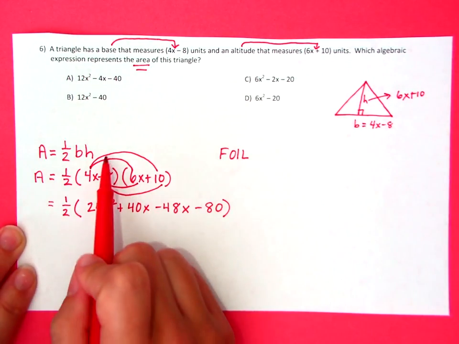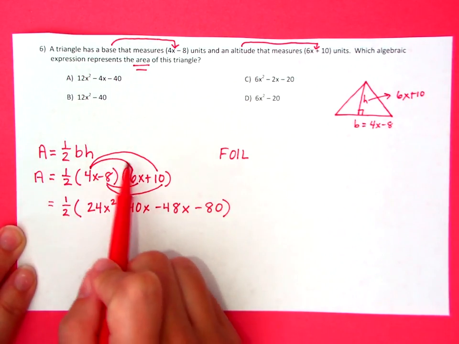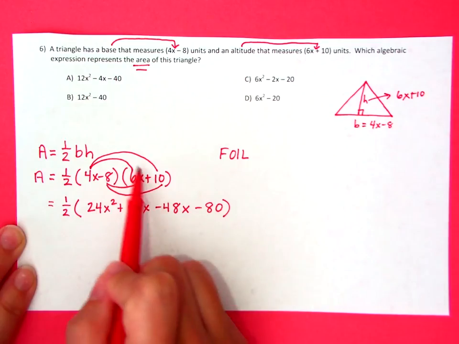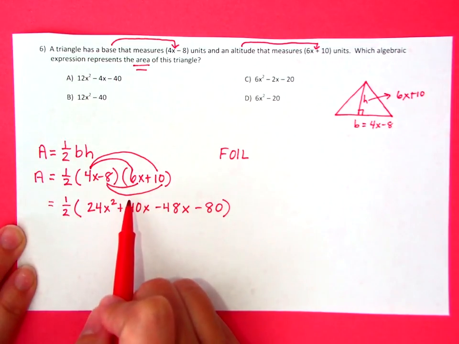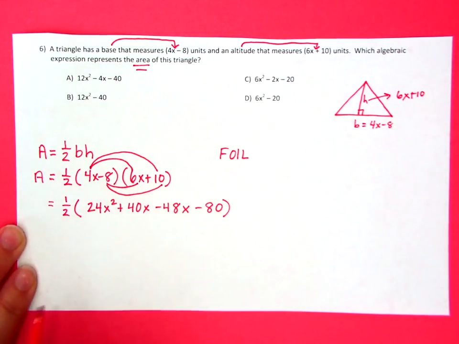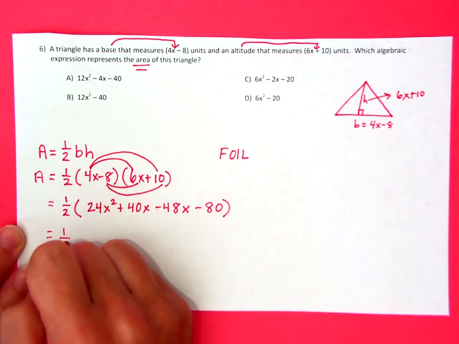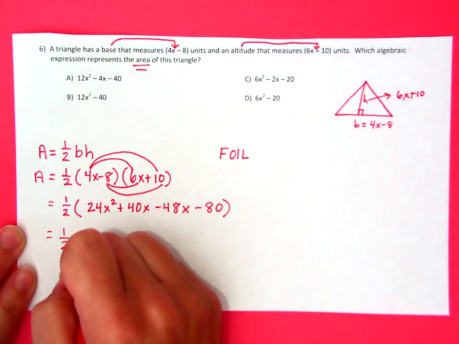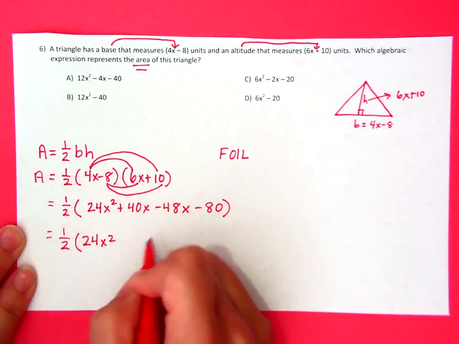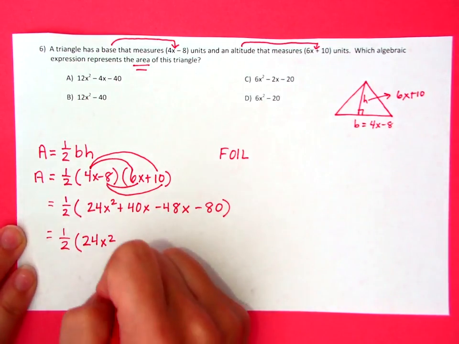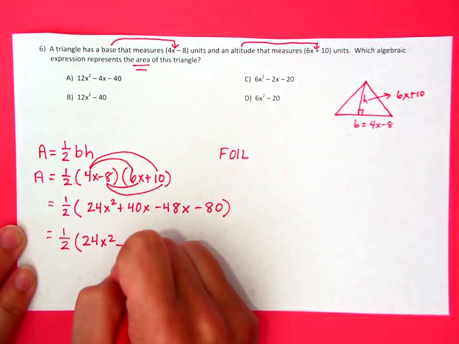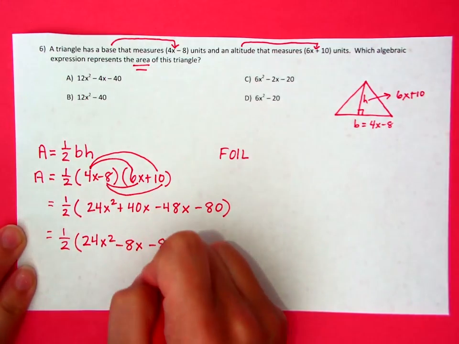Now, I always tell my students, if you did this correctly, it should look like a moon. So when you're done FOILing, just check and say, did I get everything? And if it looks like a moon, like a half crescent, then you're good to go. Here we go, 1/2 times, let's go ahead and clean this first, 24x squared, 40x minus 48x would be -8x, and then we have this -80.